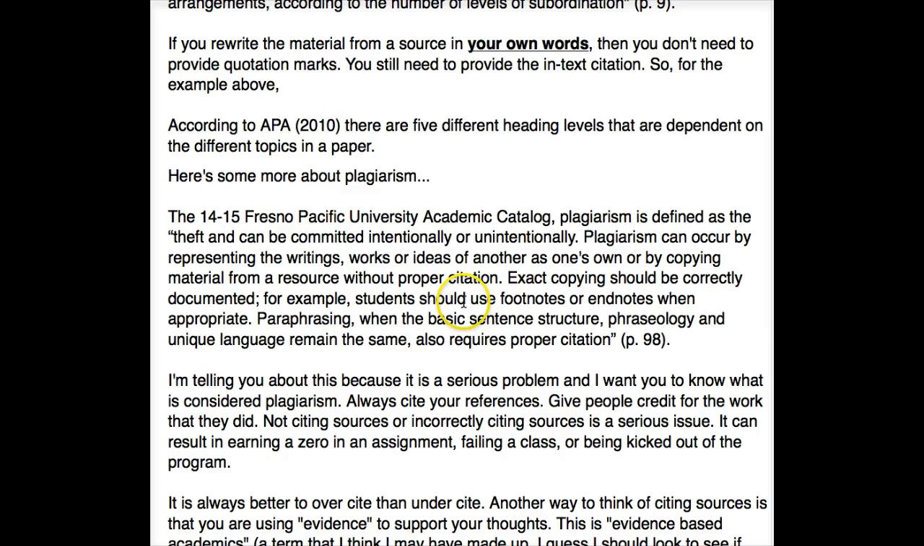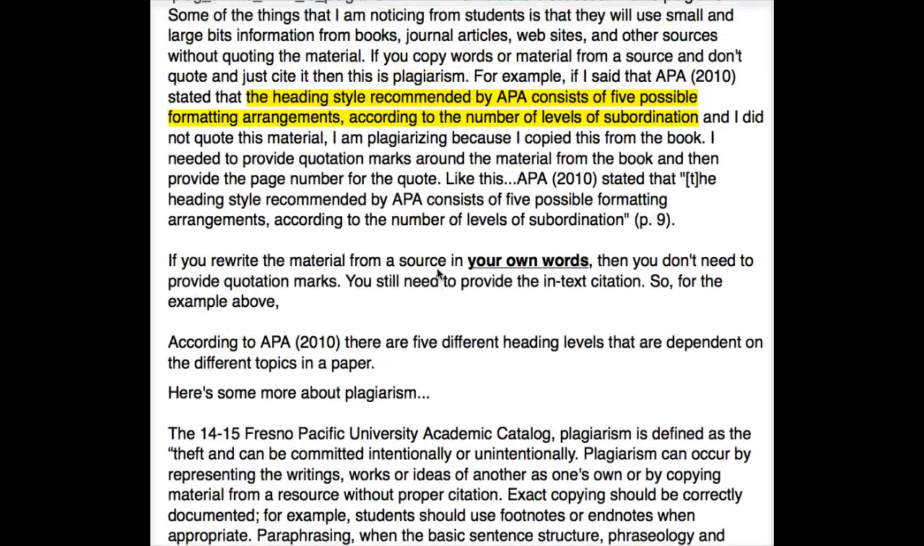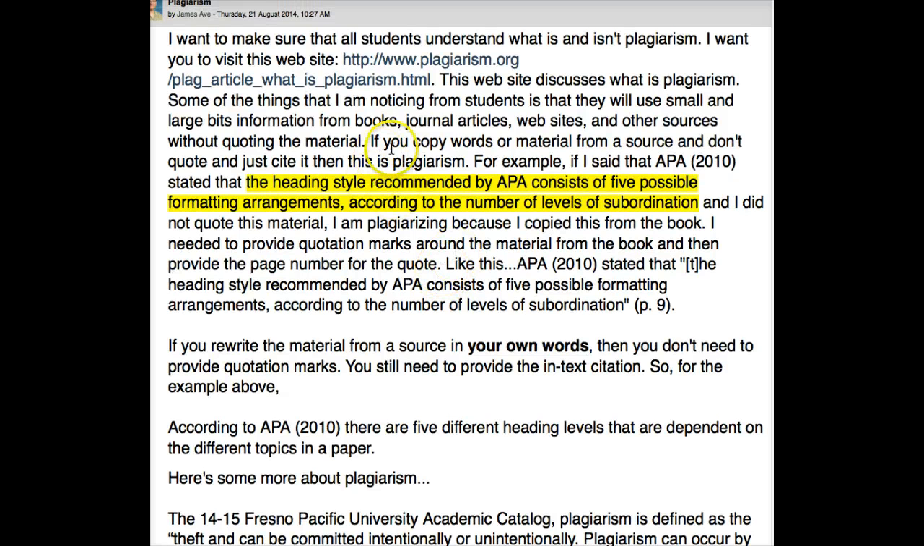For example, students should use footnotes or endnotes when appropriate. Paraphrasing, when the basic sentence structure, phraseology, and unique language remain the same, also requires proper citation. I have proper citation here by telling you where it came from, and then I put quotation marks around the material I took straight from the catalog, and I provided the page number for the quote. Now I'm going to go up here too. Right here, this is where I'm going to read from.